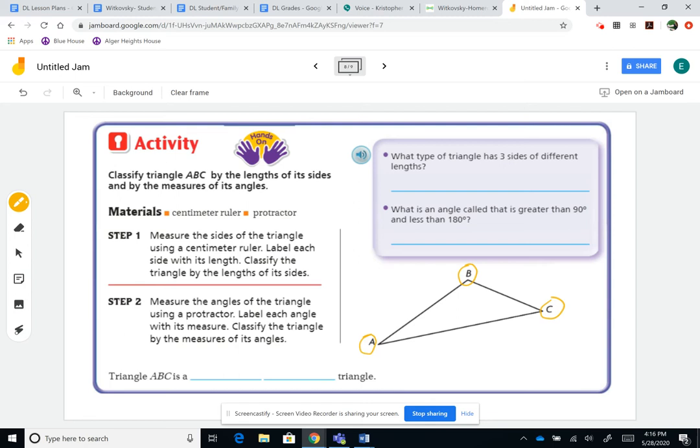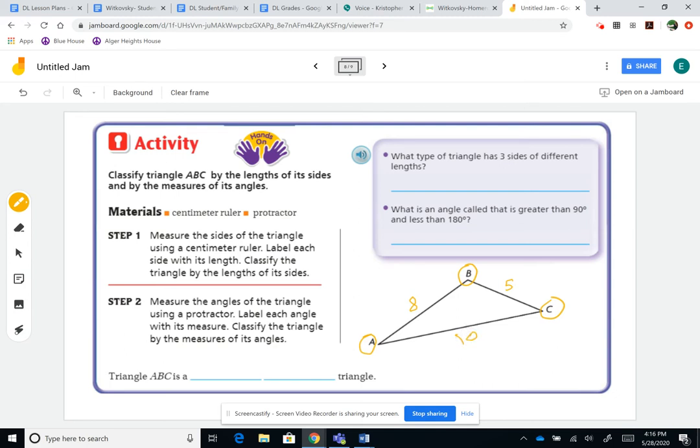So we have, it says measure the sides of the triangle using a centimeter ruler. Label each side with its length. Classify the triangle by its length of sides. So from A to B is 8 centimeters. From B to C is 5. And from C to A is 10.